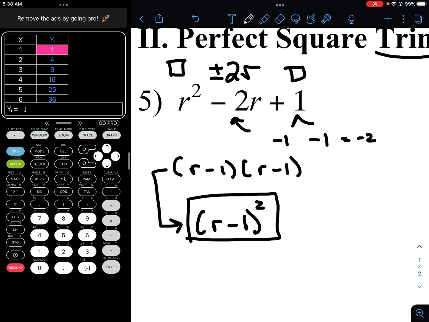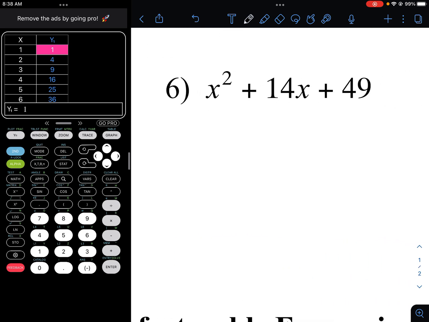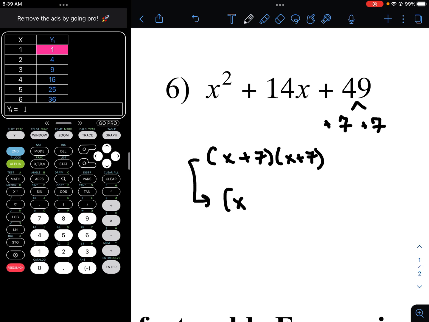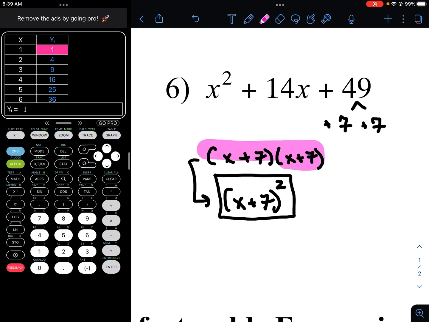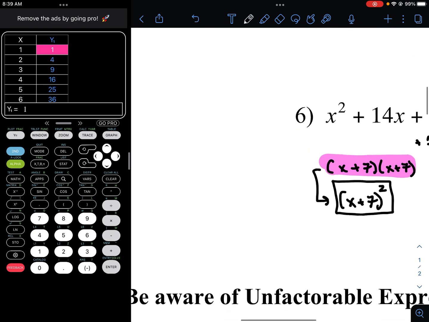Looking at another example, so 14 and 49, I would start by thinking about 49. That's going to be 7 and 7. And check that when you add those, they equal 14, and they sure do. So we have x plus 7 and x plus 7. We can rewrite that as x plus 7 quantity squared. So you could leave it technically as the other expression right there, but go ahead and get used to expressing it as the squared binomial.